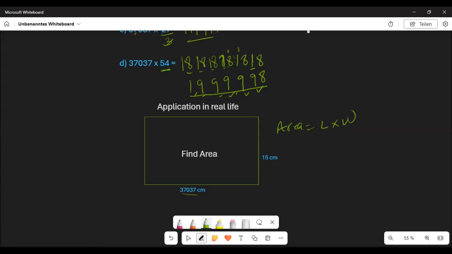And you just have to choose. But if you know how to multiply the number by 5, it becomes easier. You don't even have to take your pen to do it. Now, let's look at this. So we have 37, 037, multiplied by 15. So length times width.